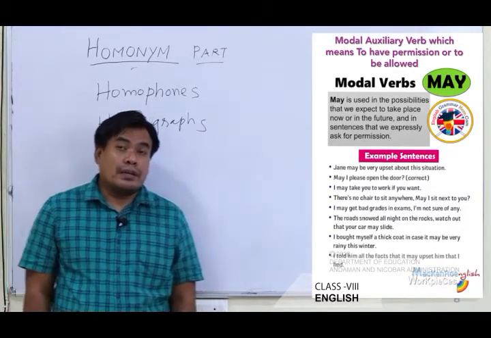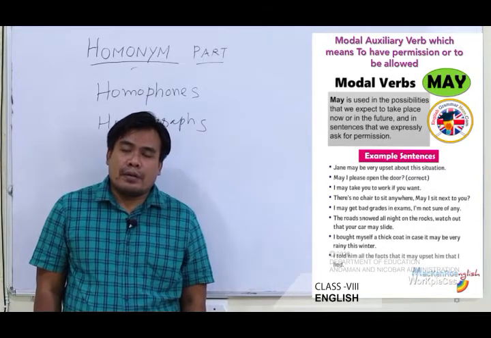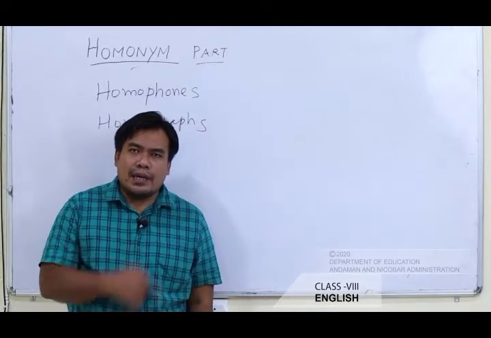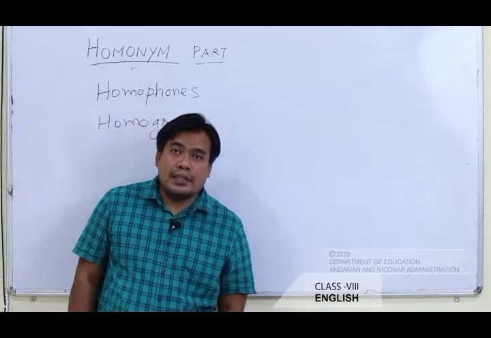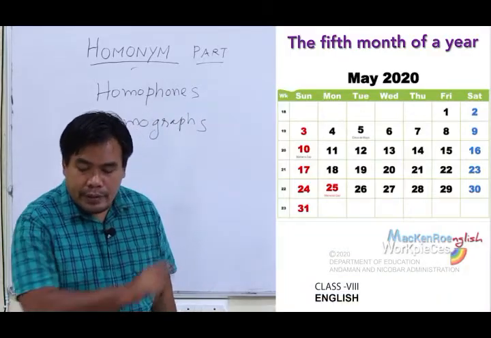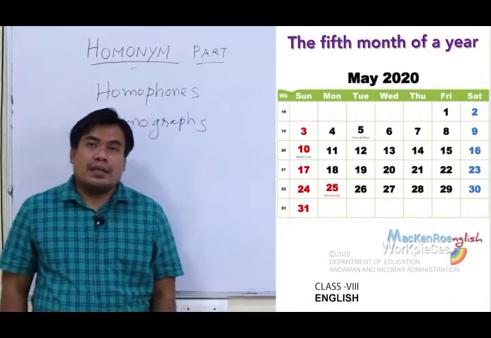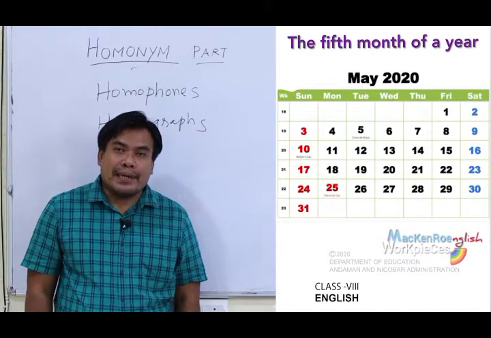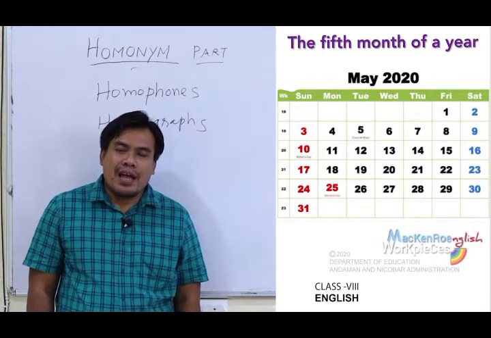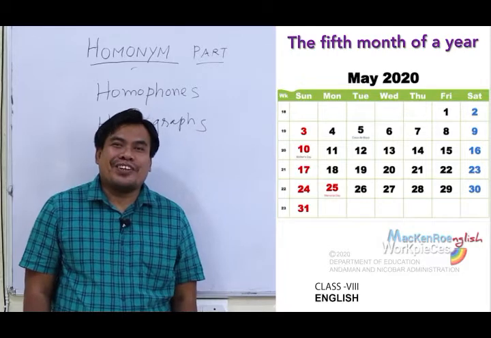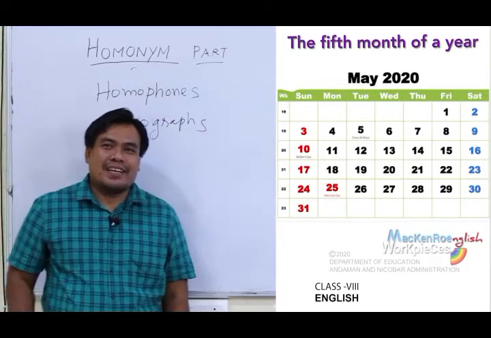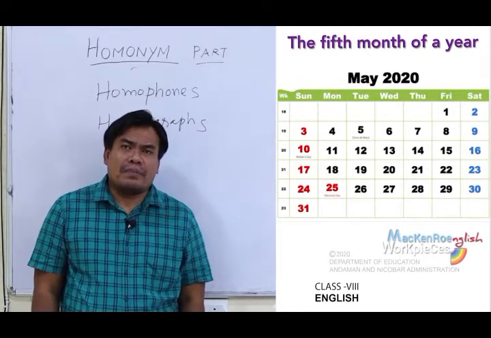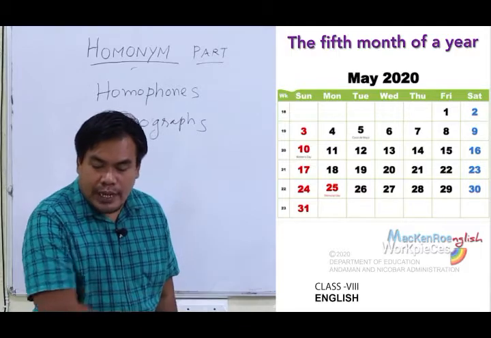What could be the second one? M-A-Y, may. Come on, think of it. Okay, okay. It's there on your screen. It's the 5th month of a year. What is it? It's the 5th month of a year. And that is May. You know one thing? I was born on 17th May 1982. Yeah, recently I had celebrated my birthday. So May, the name of the month. Okay, let's move on to the next one.